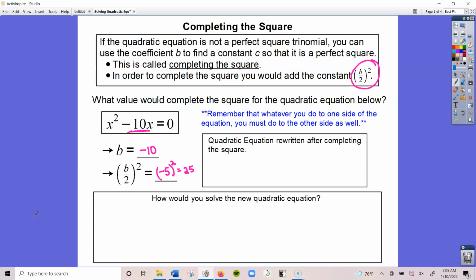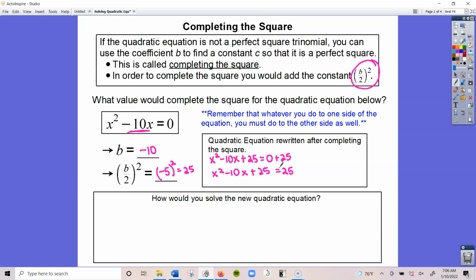Now, we're going to take our equation here, x squared minus 10x, and add that number. So I'm going to add 25, and then we are going to make it equal to 0. And if I added 25 to one side of the equation, I have to add 25 to the other side of the equation. So what we got now is x squared minus 10x plus 25 is equal to 25.